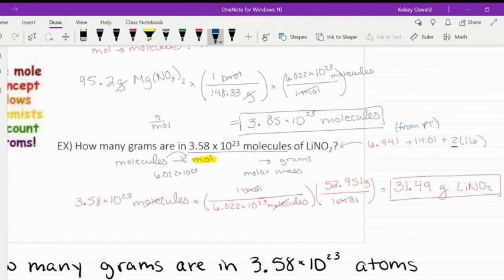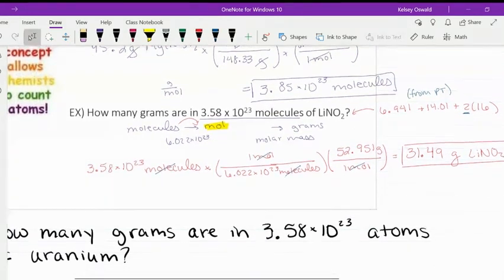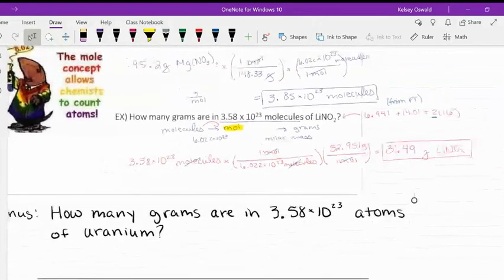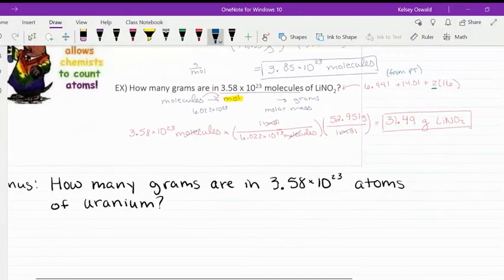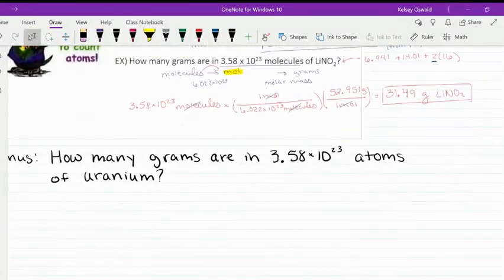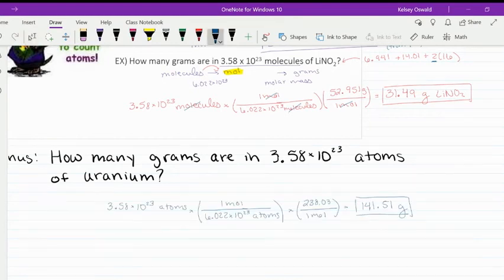We are going to look at one more that is very similar to this one, because it'll bring up a good talking point. So if you didn't get that last one, try it again, pause the video, and come back when you are ready. Our end goal is to see how many grams are there in 3.58 times 10 to the 23rd atoms of uranium. We should have gotten a final answer of 141.51 grams. So if you got that one again, yay, congratulations. But let's walk through how we got this.